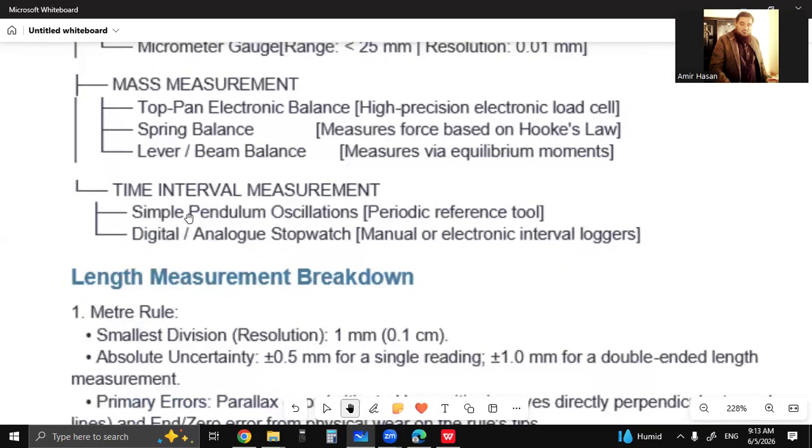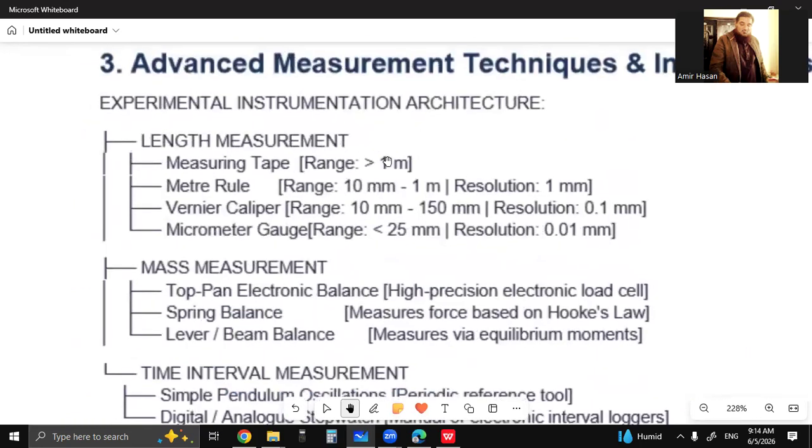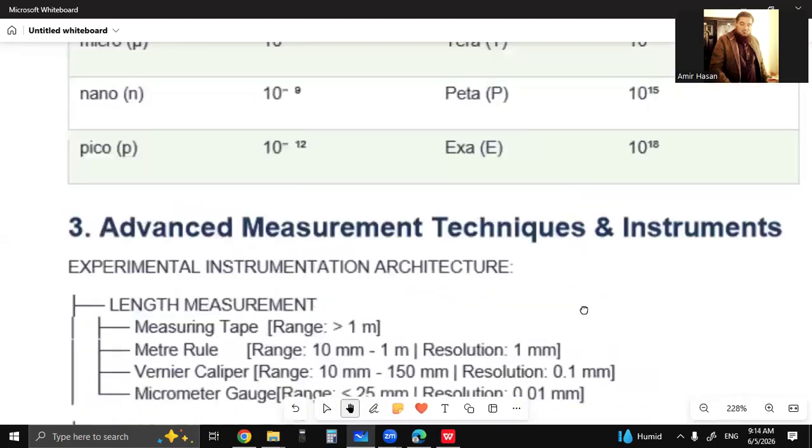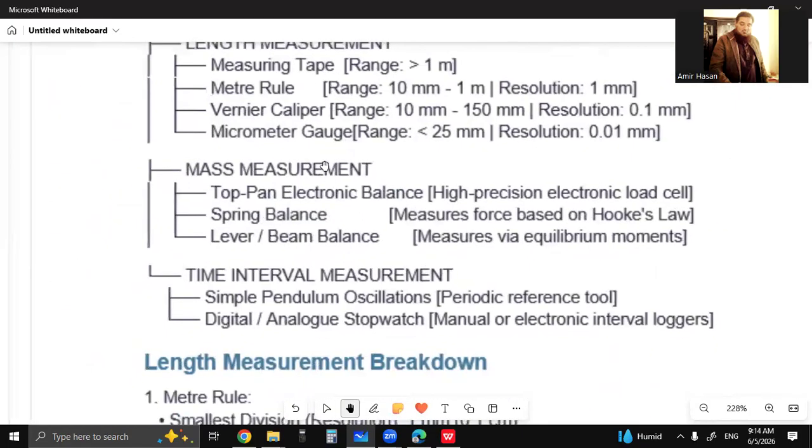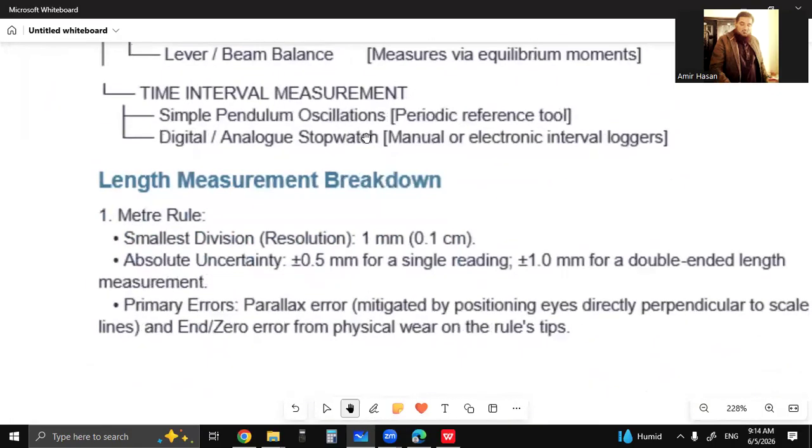Time interval measurement: simple pendulum oscillation. We measure time interval with the pendulum oscillation, and digital and analog stopwatches we are using for measurement. Now these are some instruments and some quantities we are measuring, and over a study, we are measuring these quantities.